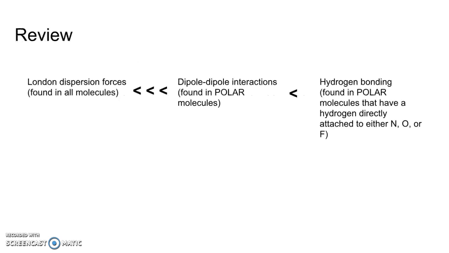All right, very quick review. London dispersion force is the weakest temporary dipole, and it's found in all molecules. A lot stronger is dipole-dipole interactions. They're found in polar molecules, still an electrostatic type of attraction. The hydrogen bonding is found in polar molecules that have a hydrogen directly attached to either nitrogen, oxygen, or fluorine.